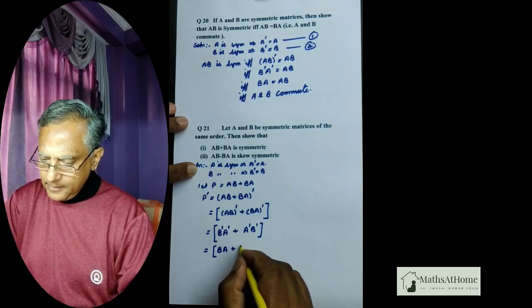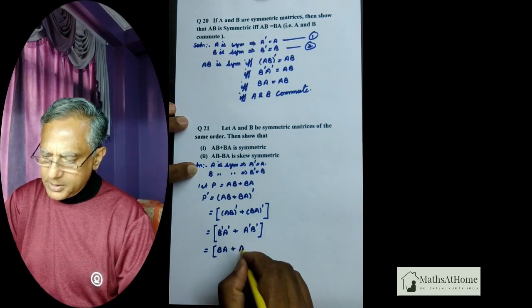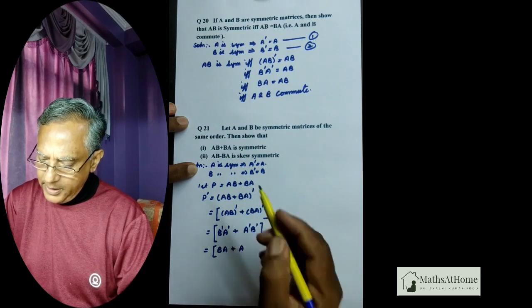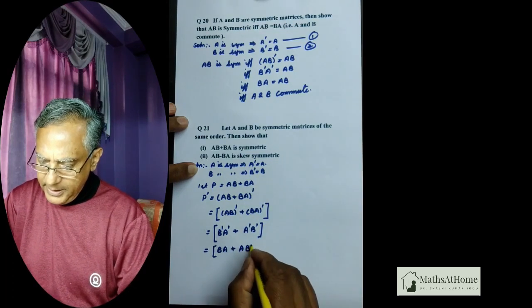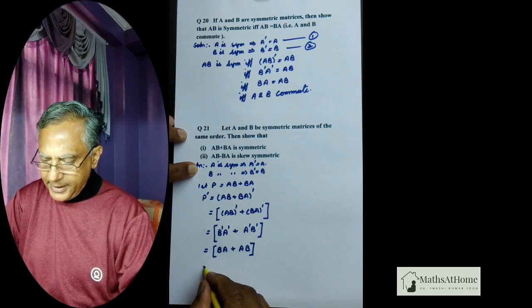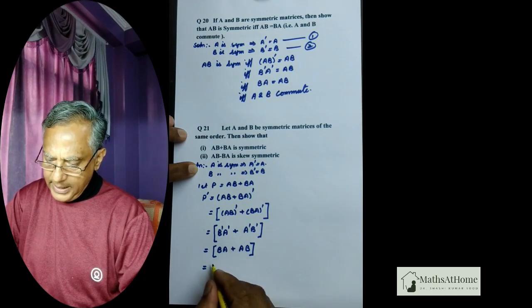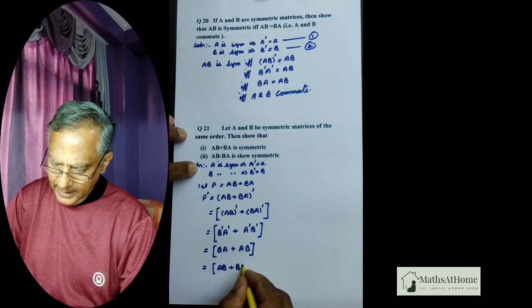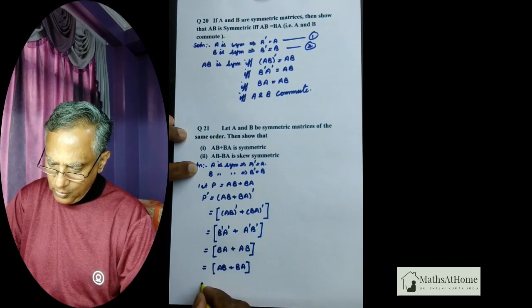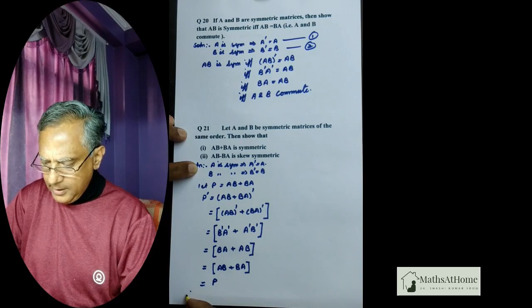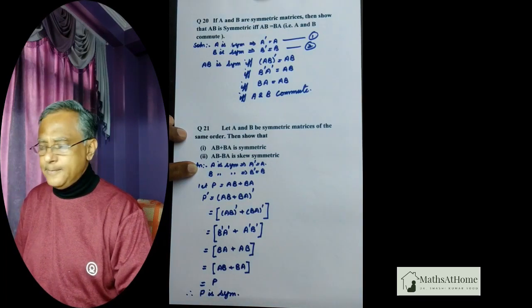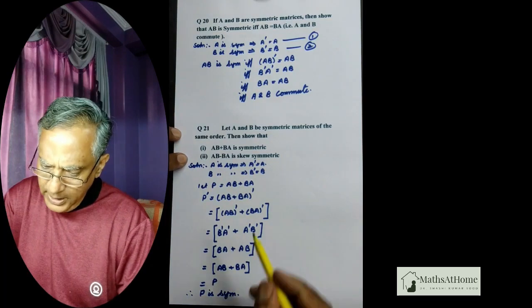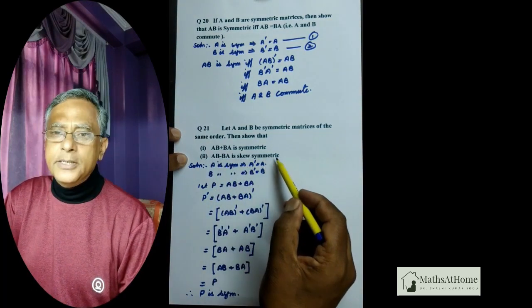Plus this is symmetric, A is symmetric, therefore this must be A. And B dash is symmetric, therefore B dash must be equal to B. And since matrix addition is commutative, we can write this as AB plus BA. This is equal to P, and therefore P is symmetric. Now we prove AB minus BA is skew symmetric.